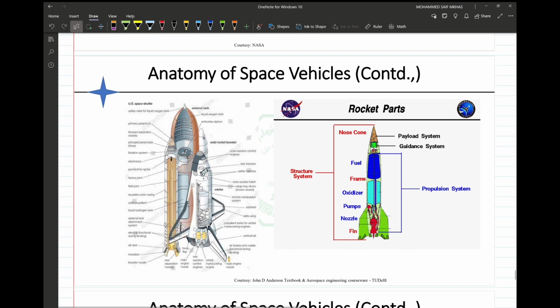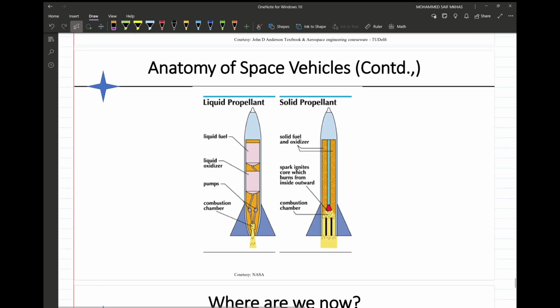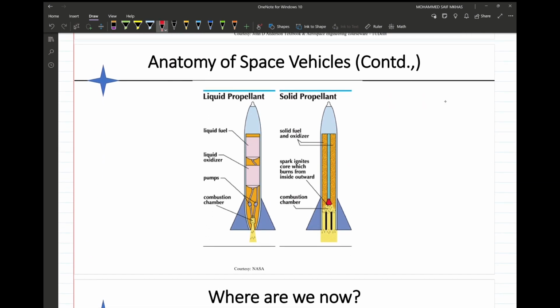And here we have the rockets themselves. Some rockets are made of liquid propellants and others are made of solid propellants. We will discuss later in the propulsion chapter the main difference between liquid and solid propellants. You can see here, this one is the solid propellant and this one is the liquid propellant.